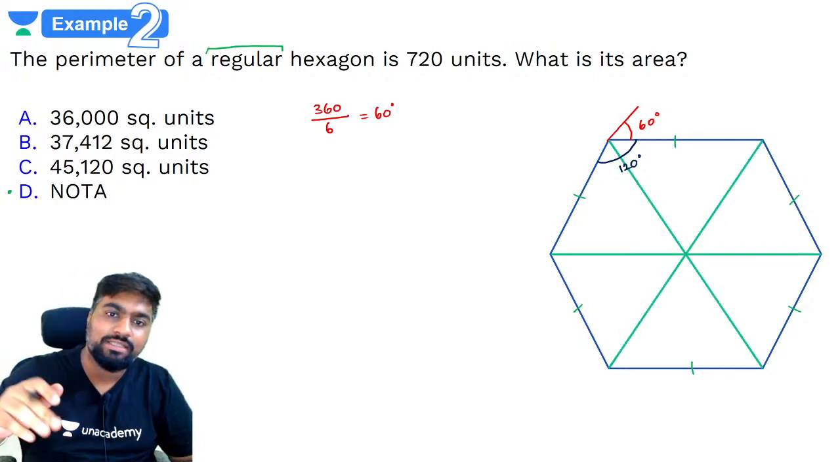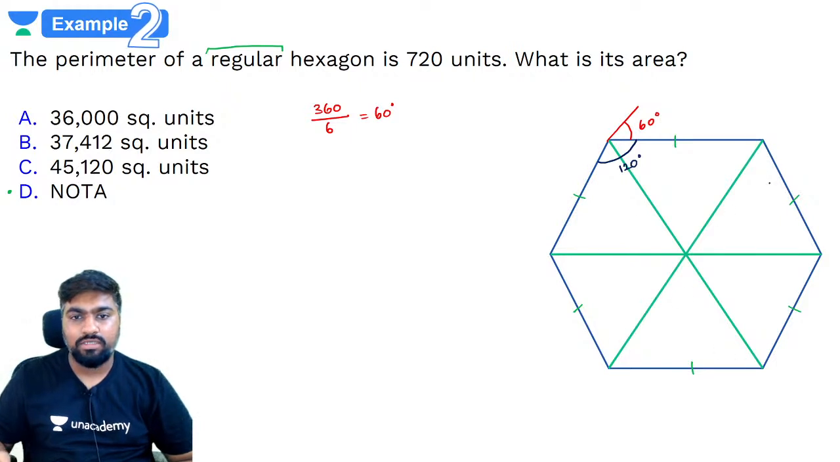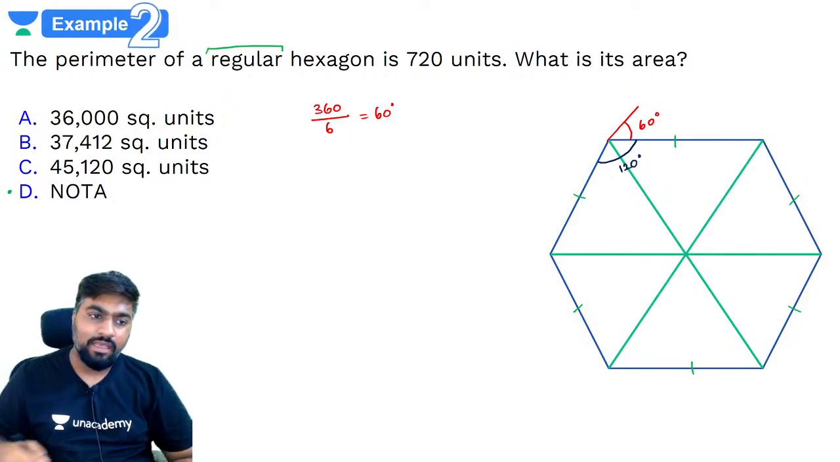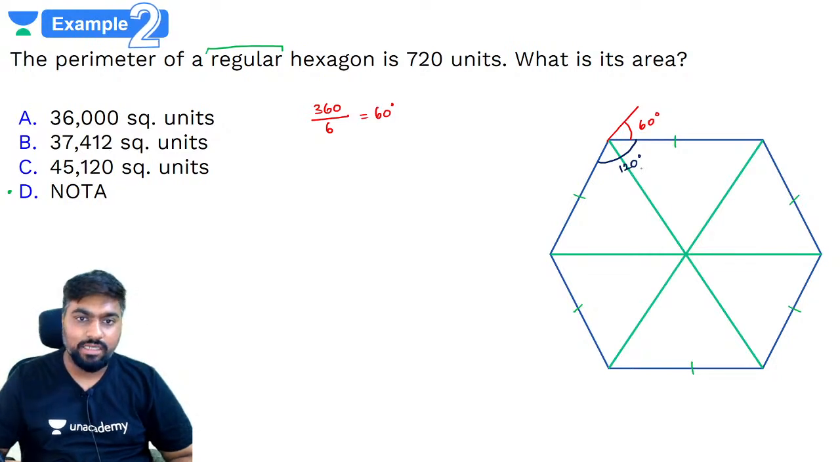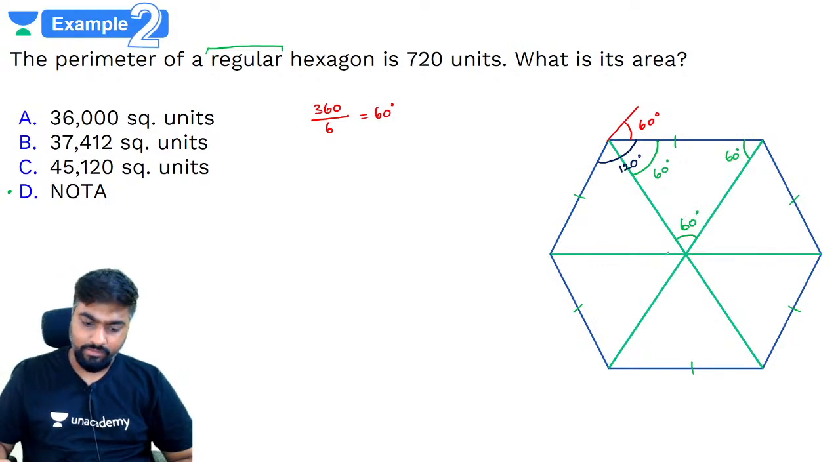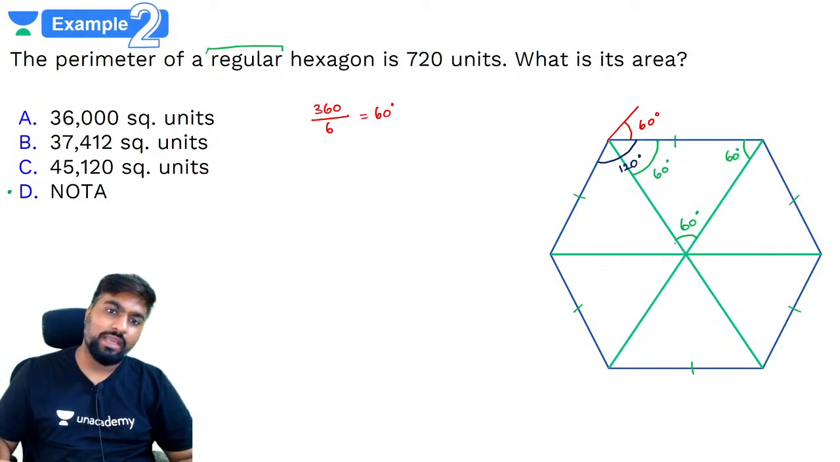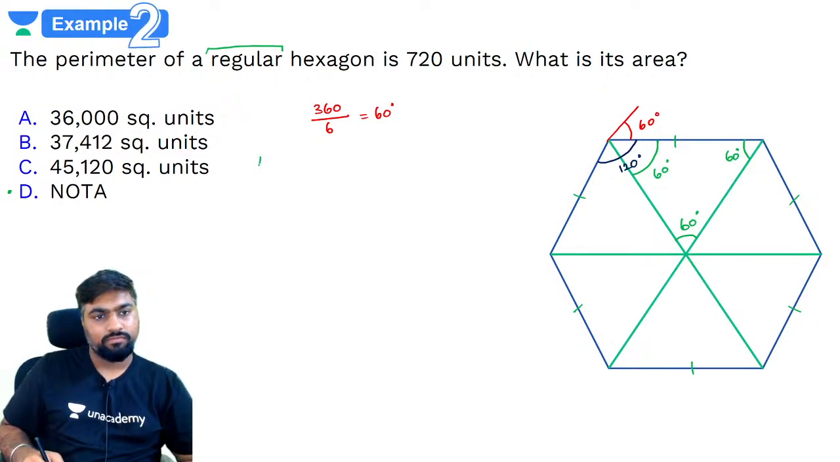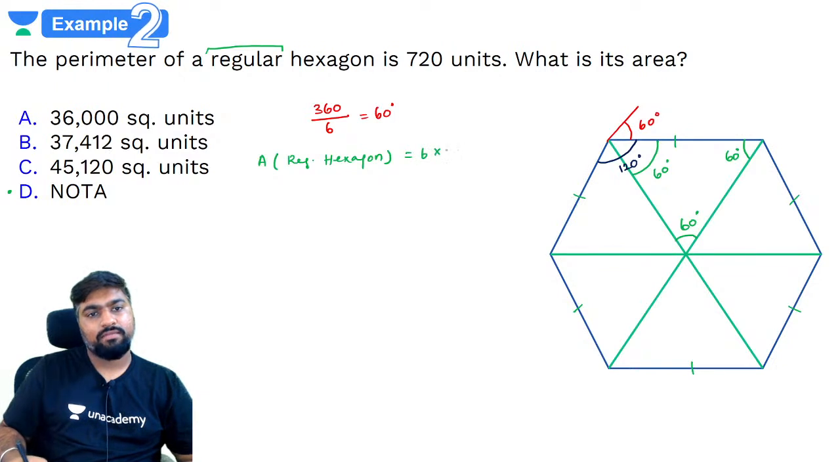Because if I join opposite vertices, what will I find? I will find 6 equilateral triangles. This angle will be 60, this is 60, this is also 60. Why is this 60? Because 360 by 6 is 60. So you get 6 equilateral triangles. So the area of a regular hexagon should be equal to 6 times the area of an equilateral triangle.